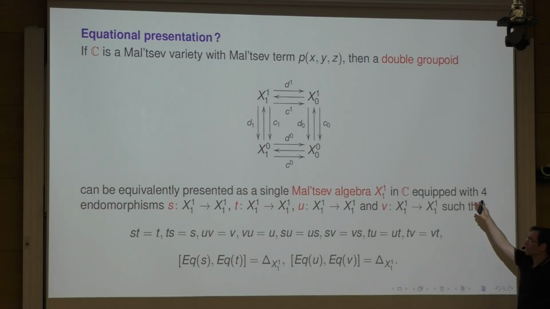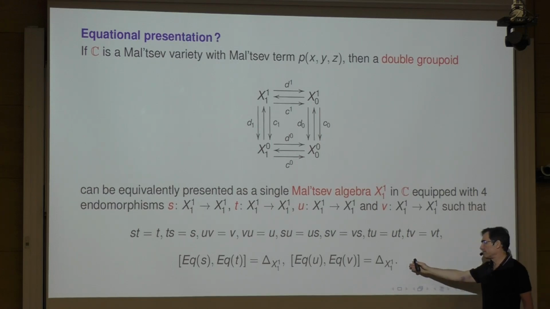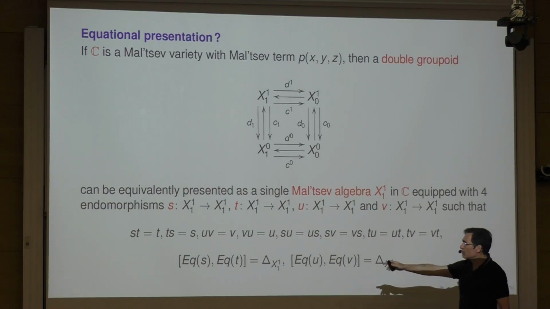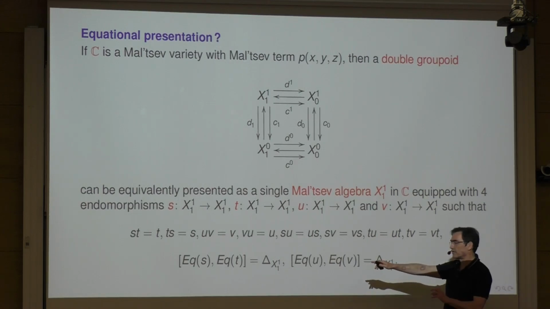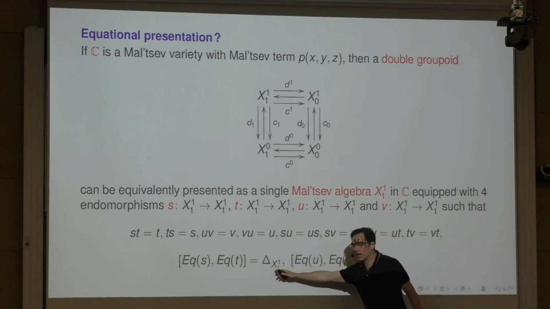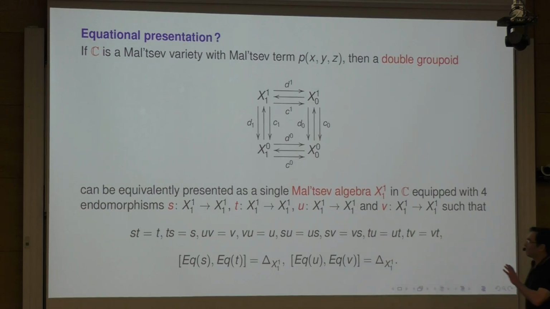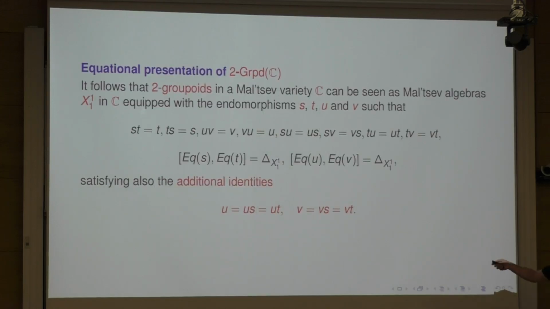that are simply expressing the fact that this is a double reflexive graph, plus two commutator conditions where EQ of S is just the kernel pair of S and EQ of T is the kernel pair of T, and delta X11 is the smallest equivalence relation on this object. So this is a presentation of the Maltsev variety of double groupoids, and by adding some identities here, expressing it's a two groupoid, not only a double groupoid, we get a complete characterization of this Maltsev variety. Given any C, we can give a presentation of the variety of internal groupoids.